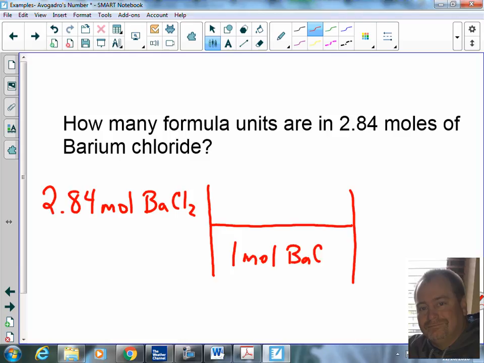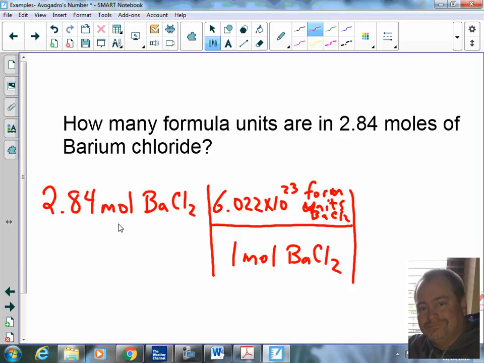So I know that 1 mole of barium chloride, and I'm now including labels on these folks, 1 mole of barium chloride has Avogadro's number formula units of BaCl2. That's hard to read, but that's formula units, BaCl2.